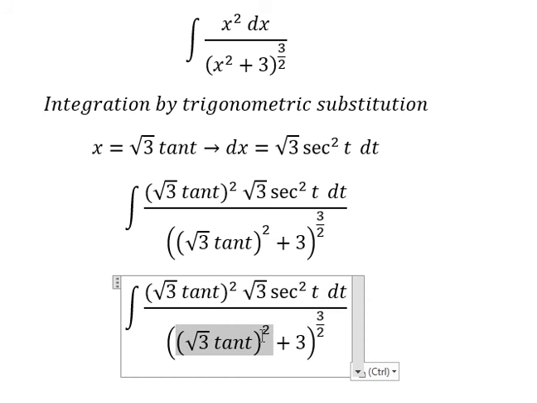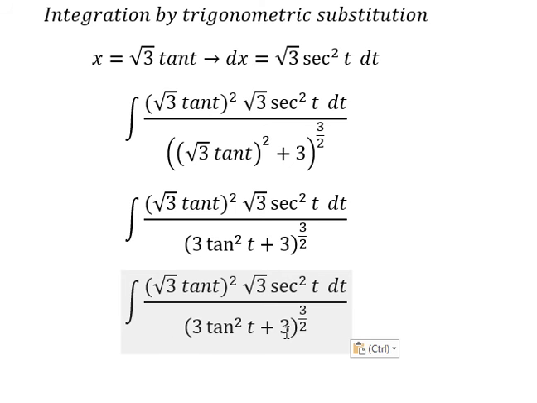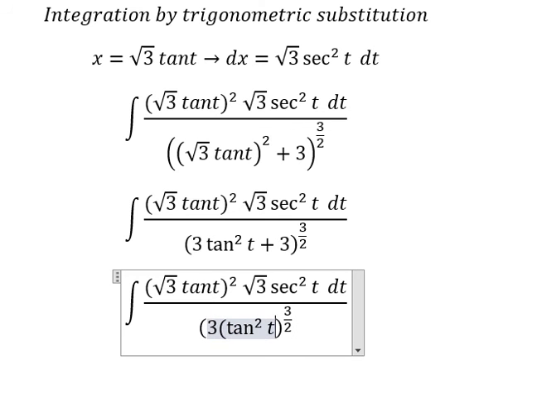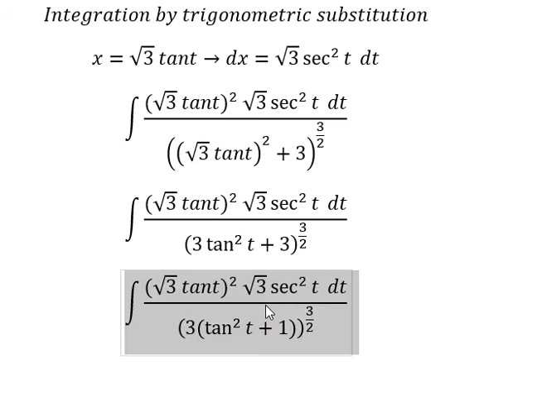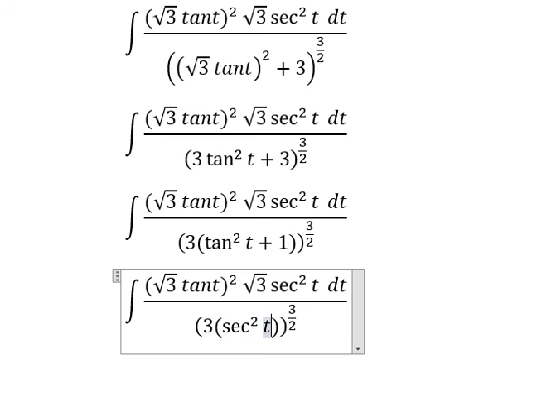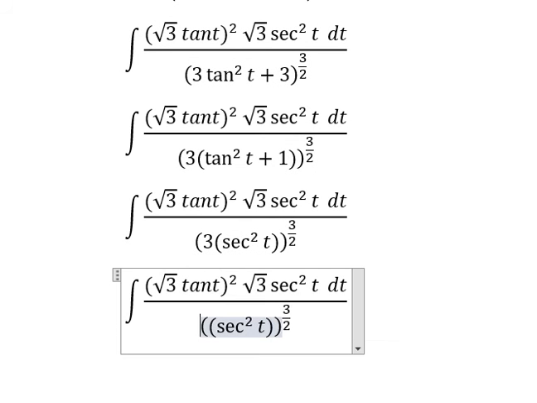So this one you get 3 times tan squared t plus 3, we can do factorization. This one you get secant squared t. And now if we put outside, we get 3 to the power of 3 over 2. And this one you get secant t to the power of 3.